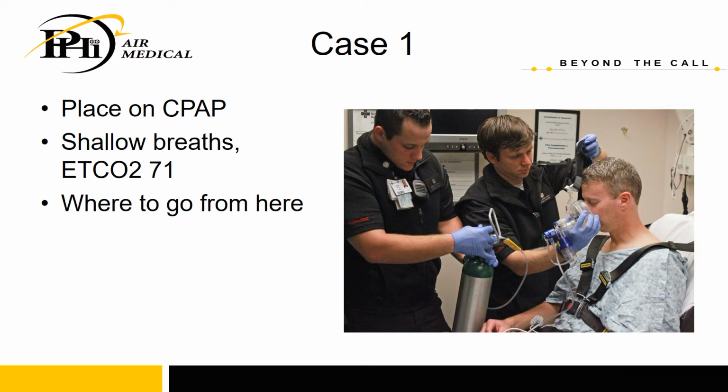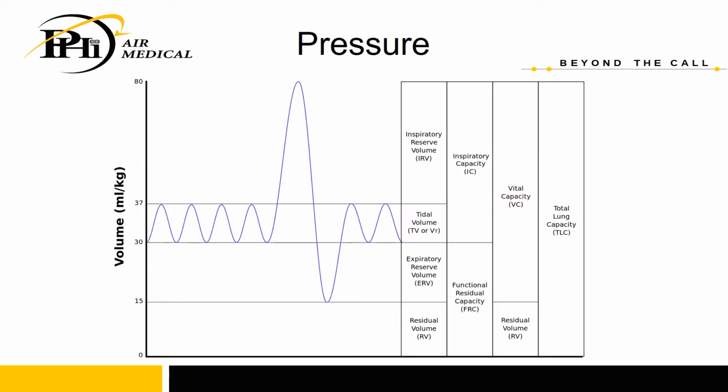So we see that even though his oxygen saturation is starting to tick up, now that we've put him on 10 of PEEP or so, he's still taking shallow breaths. We still see that his inline end tidal CO2 is 71, which is even worse than where he was when we started. So where do we go from here, short of just maybe doing a DSI and bagging him and then intubating him? Where do we go from here to try to turn this patient around and avoid an intubation?